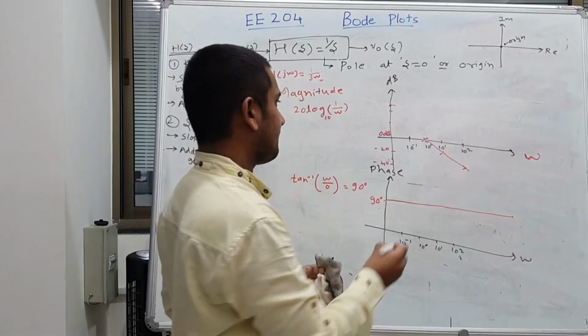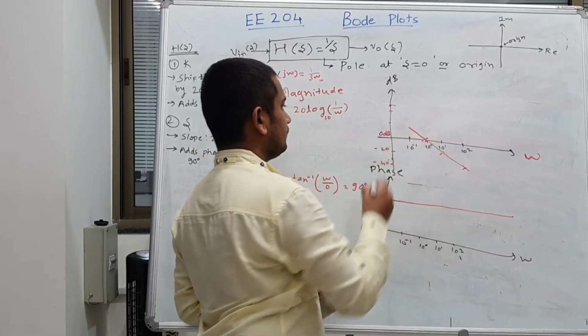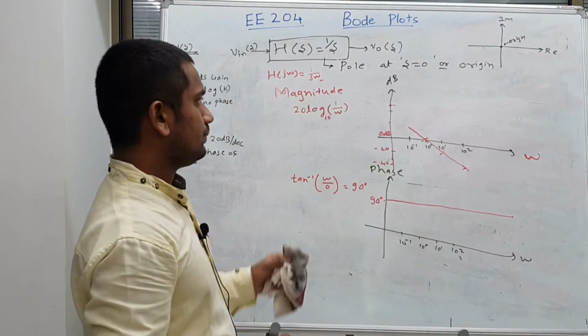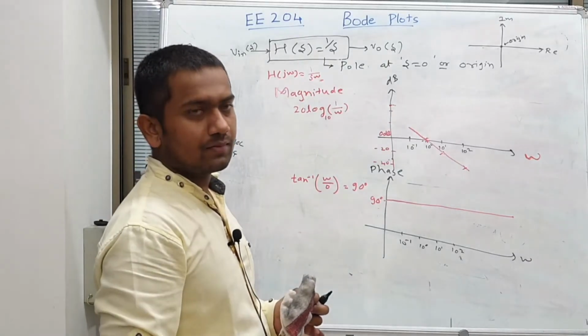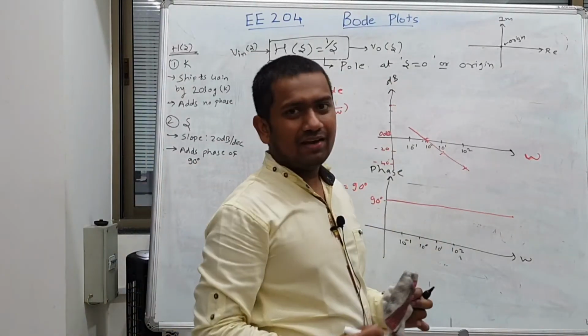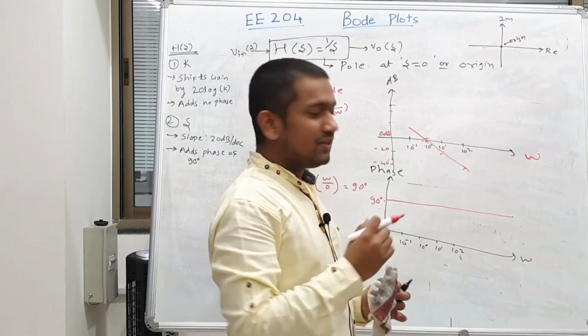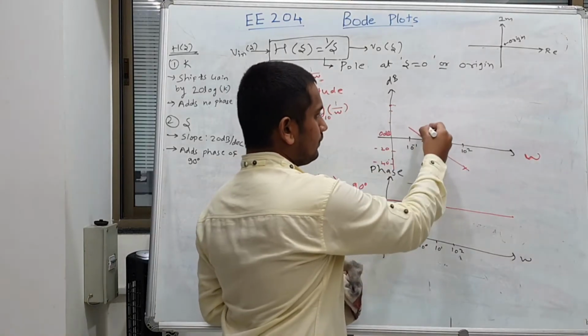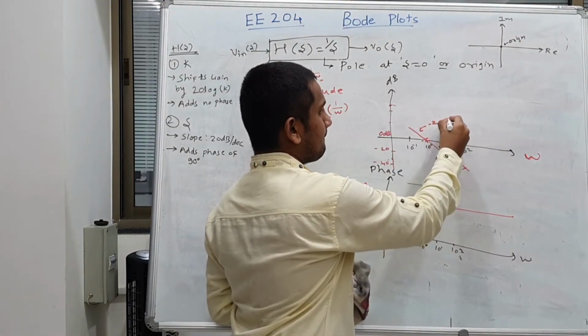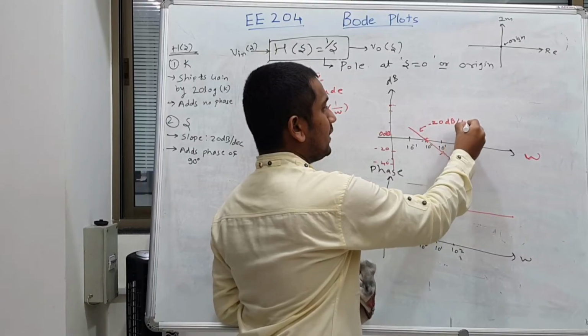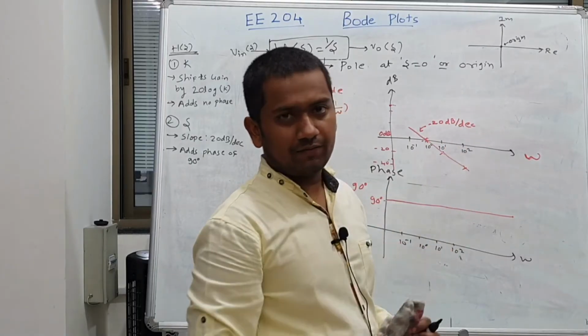It means that a pole at the origin degrades gain with a slope of minus 20 dB per decade change in the frequency.